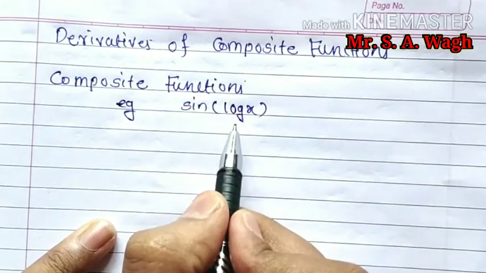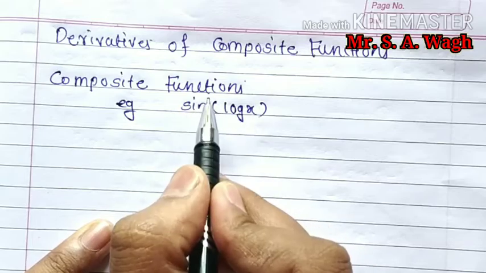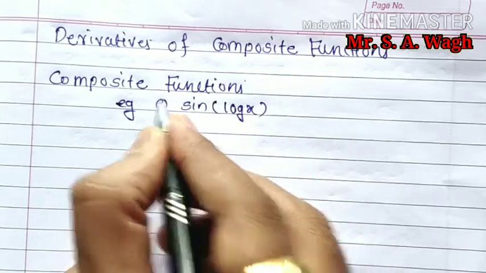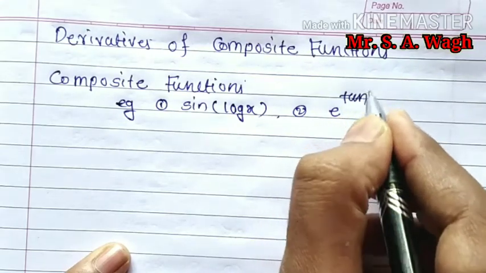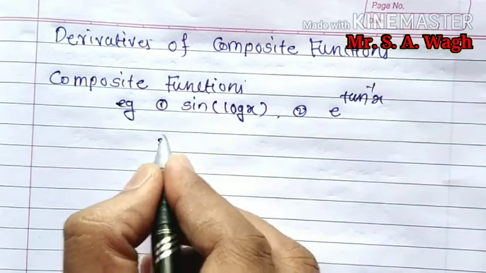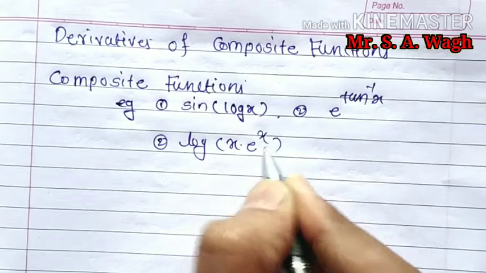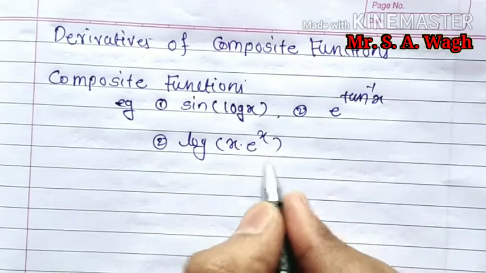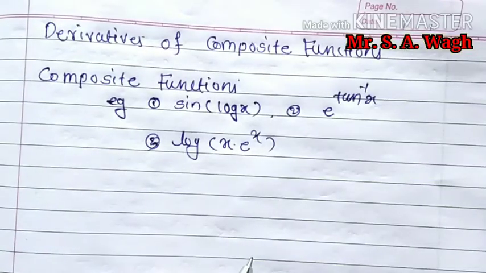Log x is an independent standard function, sine x is another function, so sine of log x as a total function is a composite function. Similarly, e to the power tan inverse x is also an example of a composite function. Log of x into e to the power x is also an example. Similar examples we can consider as composite functions.